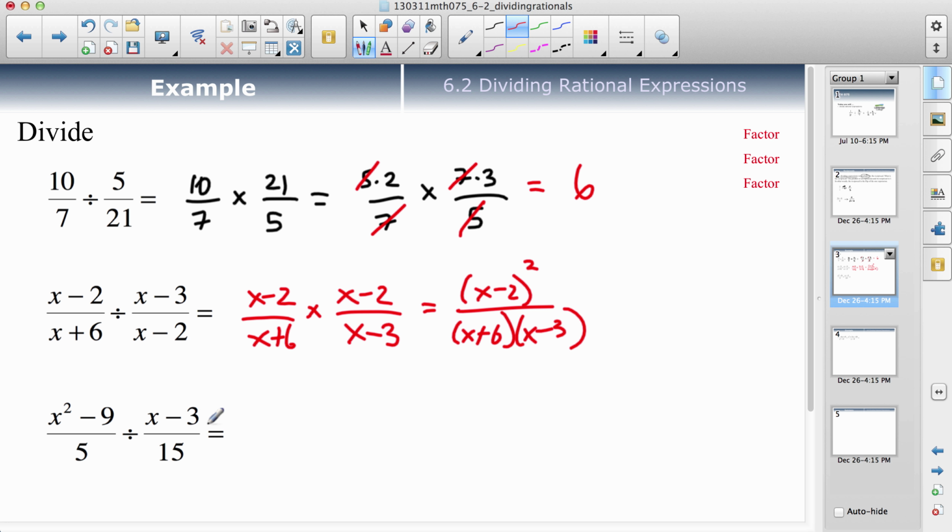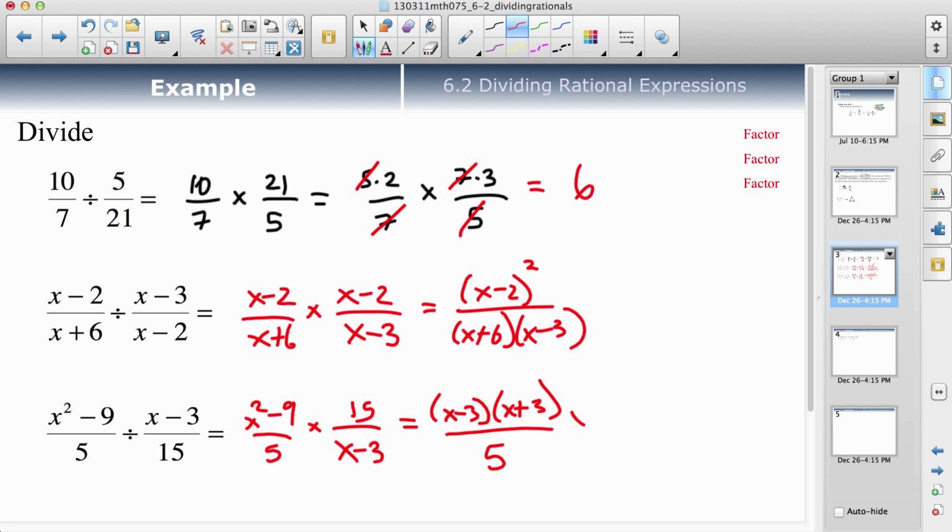So this next one, leave the first one, x squared minus 9 over 5. Change the divide to a multiply, and flip this one over. So it's 15 over x minus 3. That's my first step, okay? Change the divide to times, and find the reciprocal of the second one. Now I'll factor. This one I couldn't really factor anything, so I left it. But this one I can factor. X squared minus 9, that's a difference of squares. X minus 3 times x plus 3 over 5 times 15 is the same as 5 times 3, divided by x minus 3, I just leave.